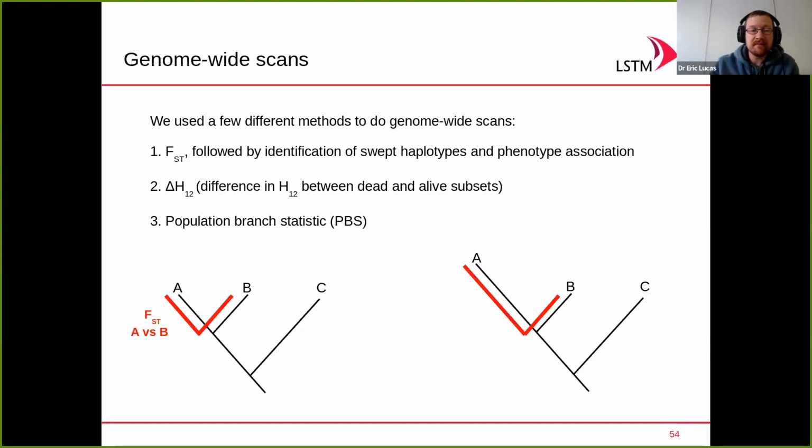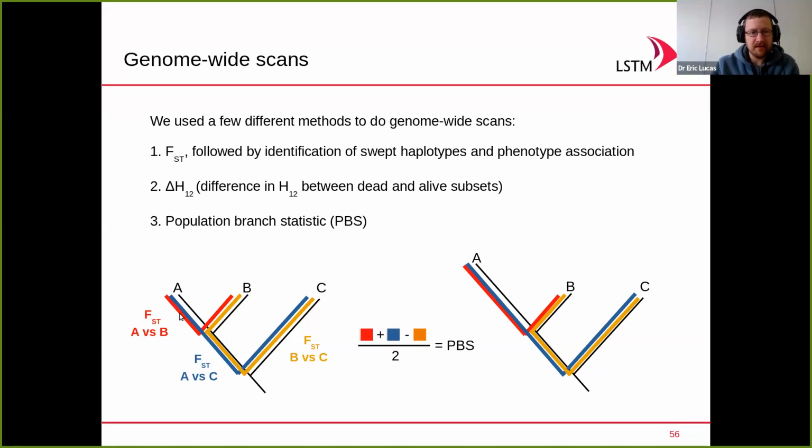Essentially what it does is use not FST itself, but a transformation of FST to estimate the amount of distance between A and B, shown here in red, the FST between A and C to estimate this distance in blue, and the FST between B and C to estimate this distance in yellow. Then if you take red plus blue plus yellow, all of this cancels out and you end up with twice this value. You divide that by 2 and you get your estimate of PBS.